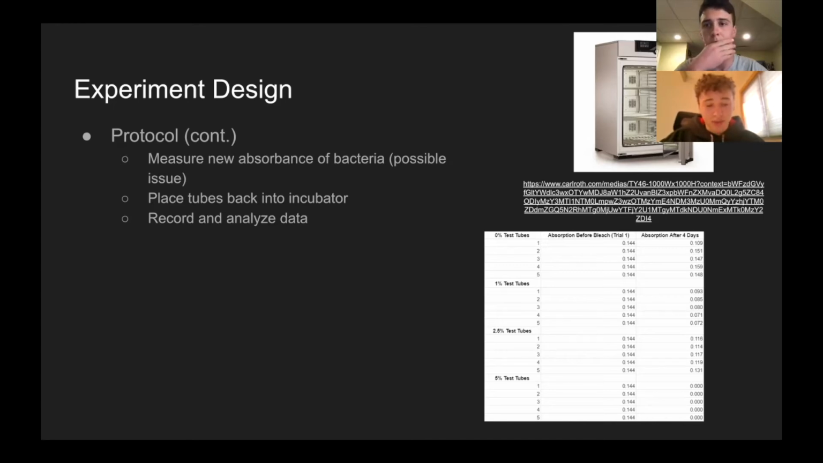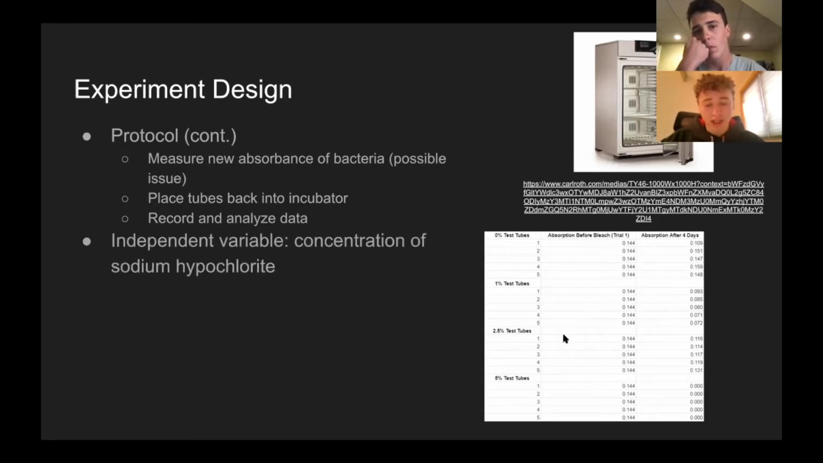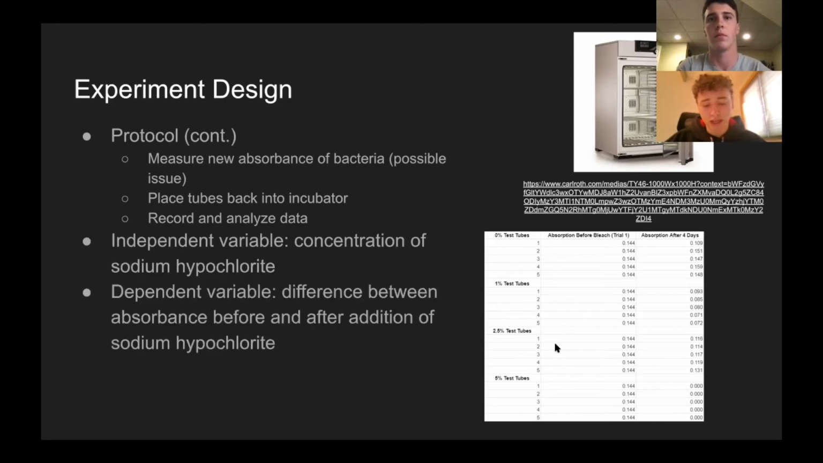We successfully completed 4 trials with 5 cultures at each concentration of sodium hypochlorite, giving us 20 total measurements for each level. Our independent variable was the concentration of the sodium hypochlorite solutions. Our dependent variable was the difference between the absorbance level of 635 nanometers of light by the unexposed bacteria and the same bacteria following exposure to sodium hypochlorite for a certain amount of days, depending on which trial we were on.